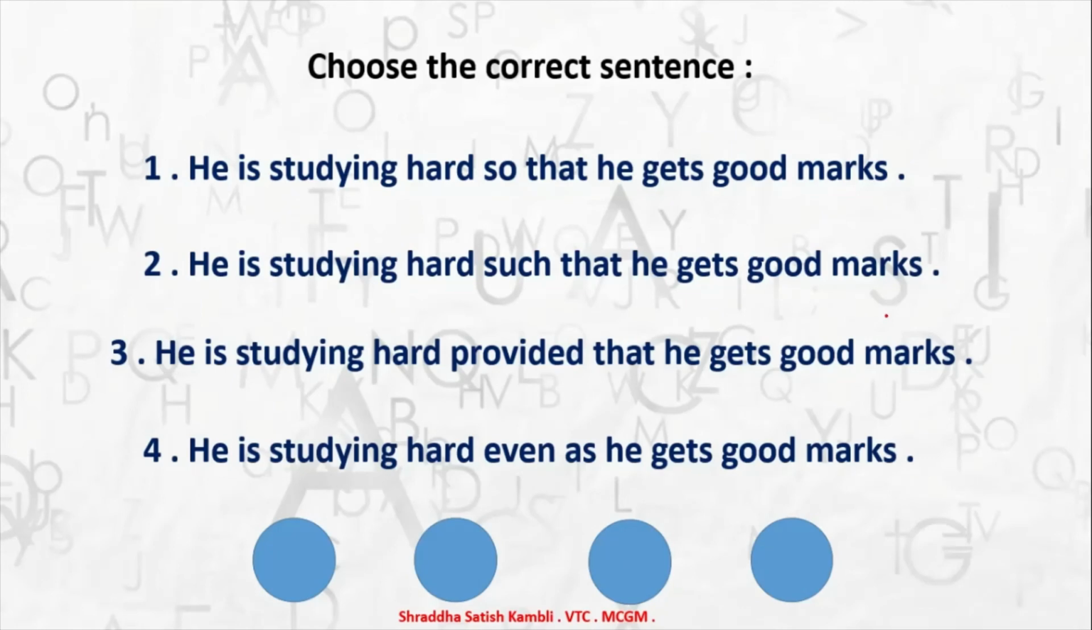He is studying hard, so there is a reason for that. Why? He wants good marks. So think about it and think which sentence is right here. So the first one, he is studying hard so that he gets good marks, is the right option.